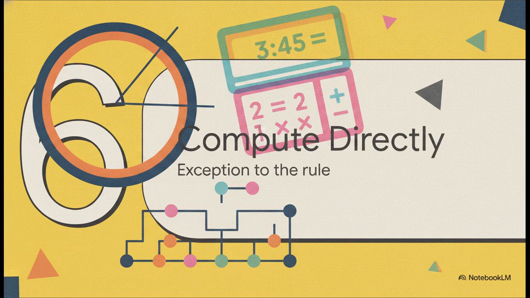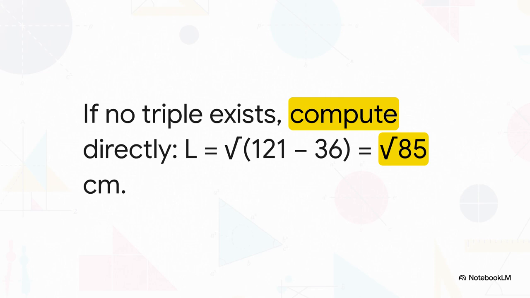Section 6. When to compute directly, the exception to the rule. All right, let's look at one final example. Radius is 6 centimeters, distance is 11 centimeters. Wait, that's not on our list, is it? When this happens, we just move to step 4 and use the standard formula. 11 squared is 121, 6 squared is 36. Subtracting those gives us 85. So L equals the square root of 85, which is roughly 9.22 centimeters. The hack won't work 100% of the time. But when it works, it is pure magic.